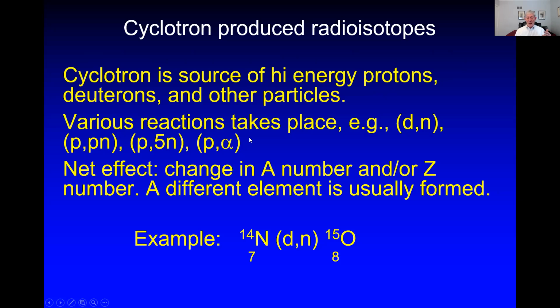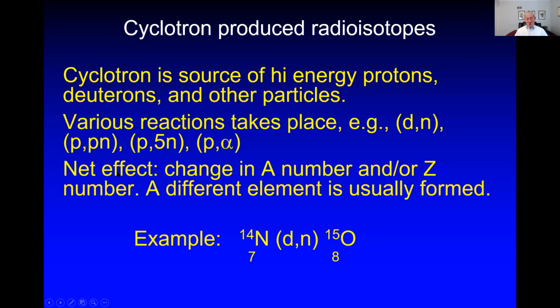And here are a few reactions. There are probably 40 or 50 reactions that could take place. Here's a simple one, a DN reaction. We bombard with a deuterium, out comes a neutron. Here's an interesting one, a P5N reaction. Commercially has been used to prepare iodine-123. 1 proton goes in the nucleus, and out come 5 neutrons. That's a pretty spectacular change. It really is, to put in 1 particle and get out 5 of them.